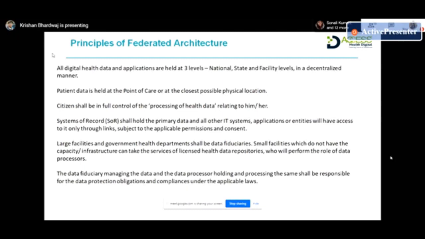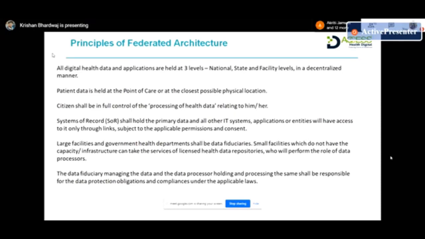So government is introducing the concept of data fiduciaries. The smaller facilities, instead of maintaining their own databases, can store their data at a larger facility level, for example the district hospital level or community healthcare level.